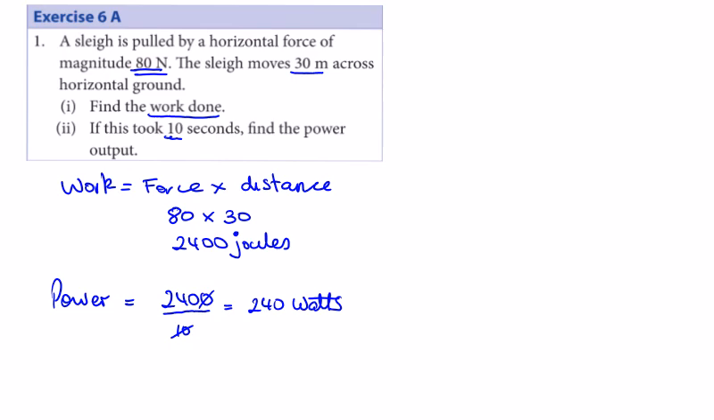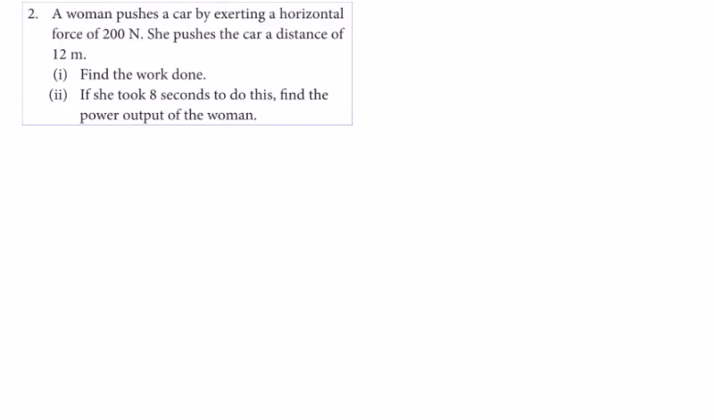On to number 2. A woman pushes a car by exerting a horizontal force, 200 newtons, and the distance is 12. Again, very similar. Find the work. Work is equal to this force by the distance covered, which is equal to 200 by 12. Not 120, 12. 12 twos are 24 with 2 zeros. 2400 joules. That does spell joules. There might be an L in there somewhere.